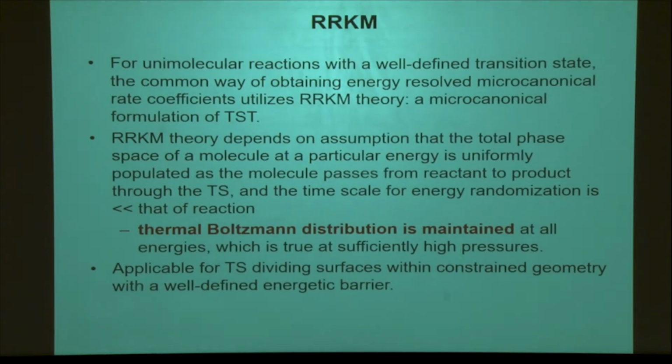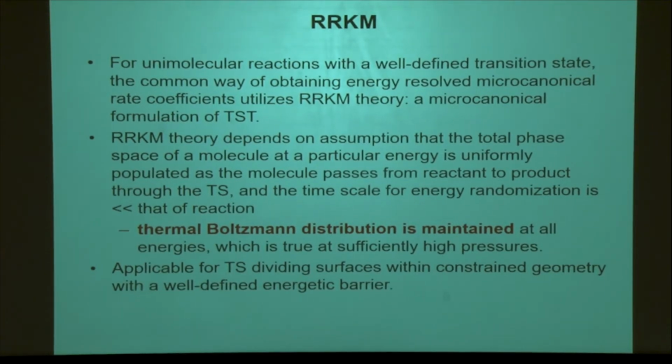So the final extension to this is RRKM theory, and this is basically a microcanonical formulation of transition state theory. It's what we need to calculate the microcanonical rate constants that we're going to then use in the master equation approach. It's basically applicable for transition state dividing surfaces where we've got a well-defined energetic barrier. If we haven't got a well-defined energetic barrier, then we need to use something like variational transition state theory.